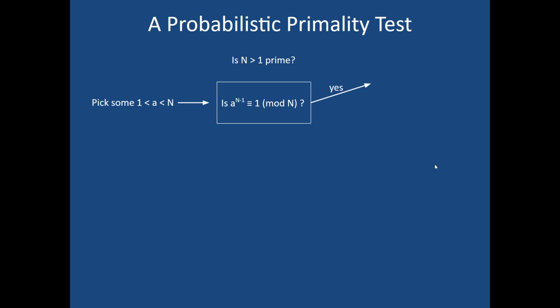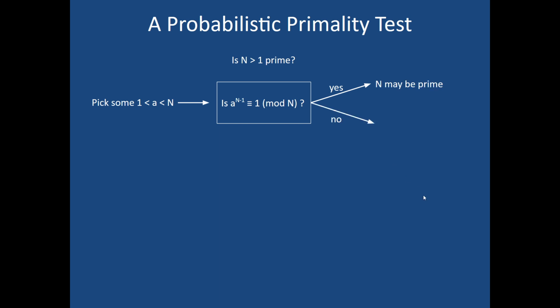Now, if the answer is yes, what have we found out? Do we know whether or not n is prime in that case? We picked a random a, raised it to the n minus 1 power, took that mod n, and got back 1. What do we know? Well, it could be prime and it could be composite, right? So we really don't know anything for sure. We know it may be prime.